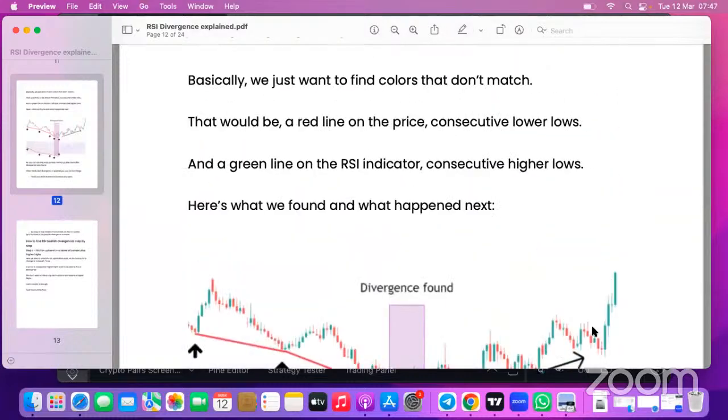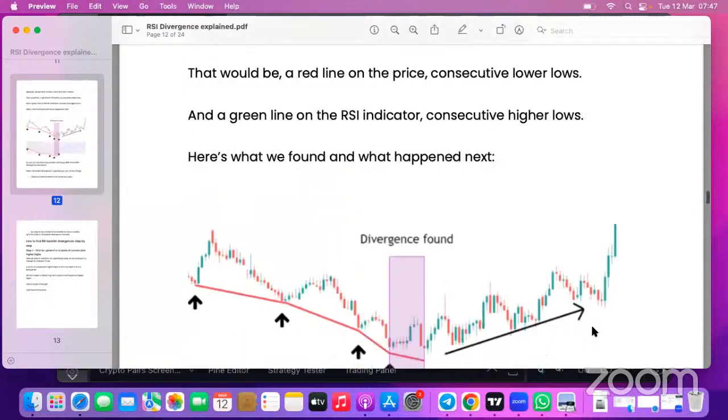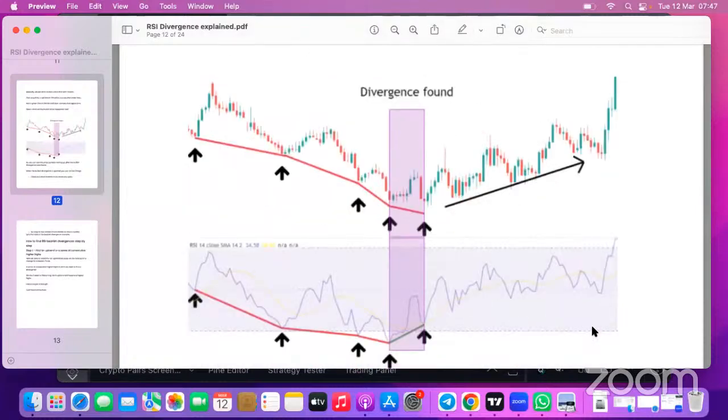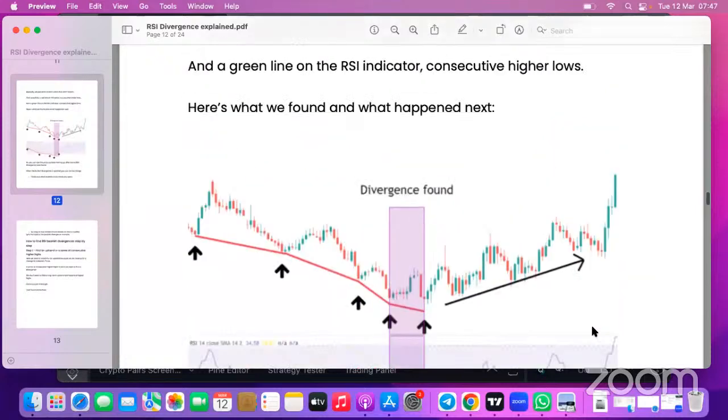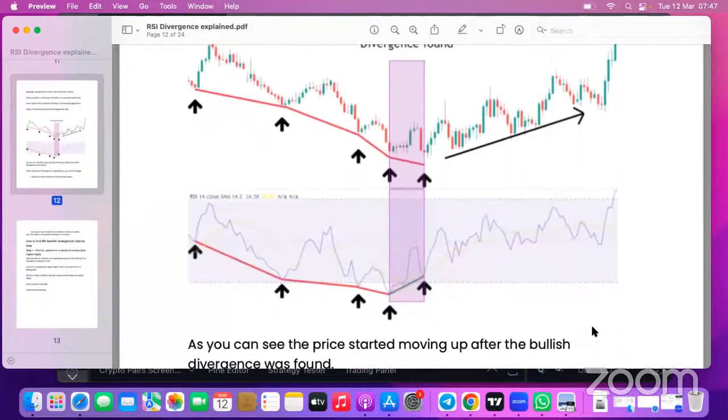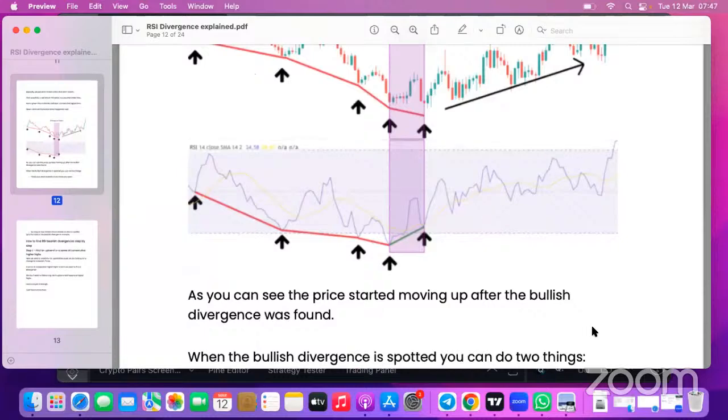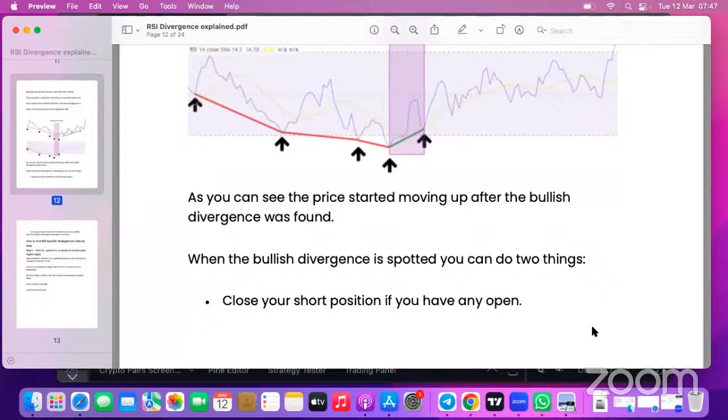We said a green line on the RSI indicator on consecutive higher lows. And we said that you connect that and that, that and that. Once you see the RSI forming a higher low, you connect those higher lows together. And as you can see, the price started moving up after the divergence was formed. So that is the divergence.